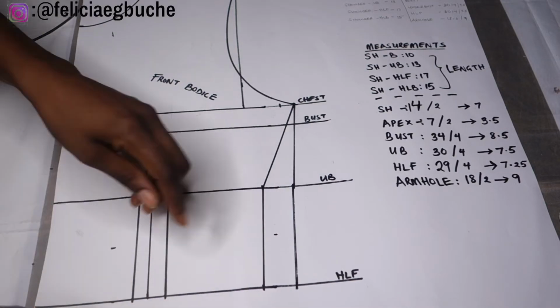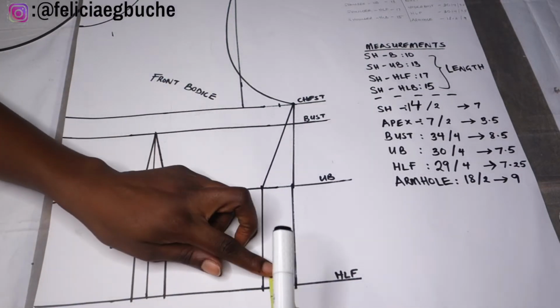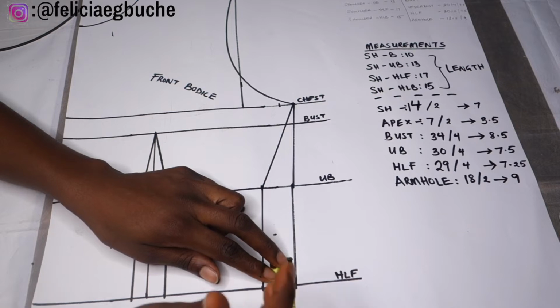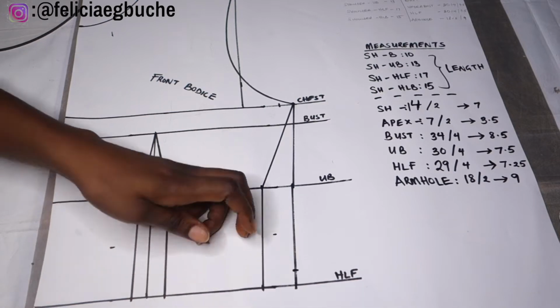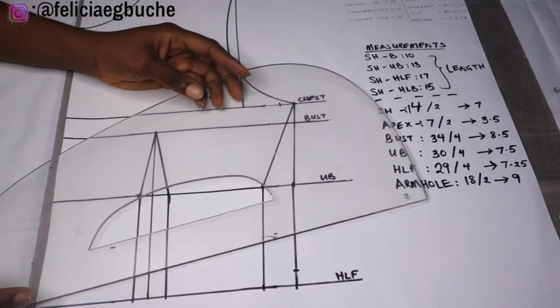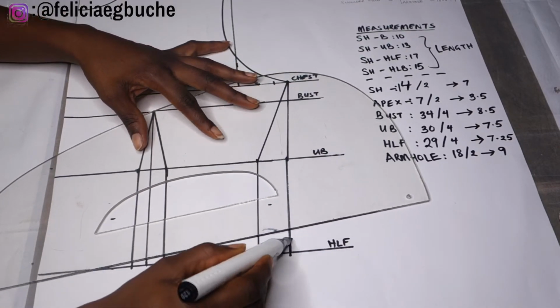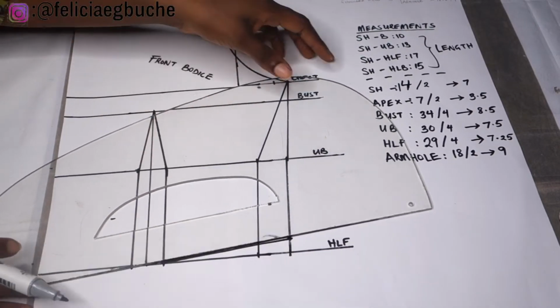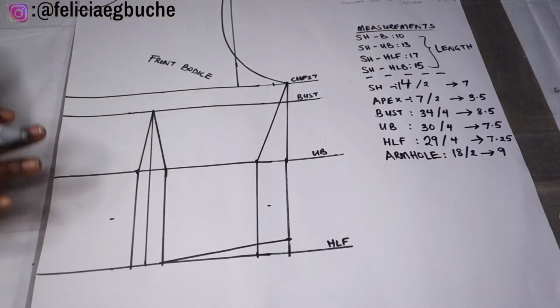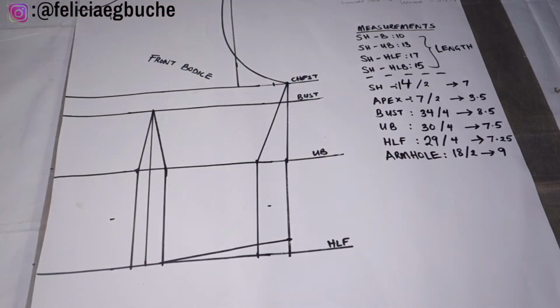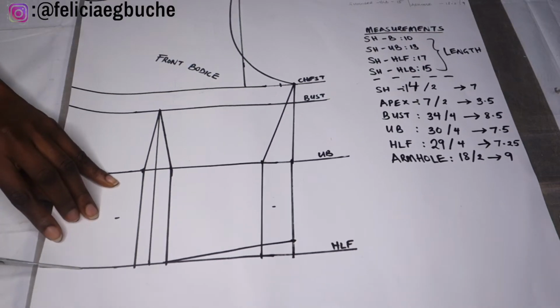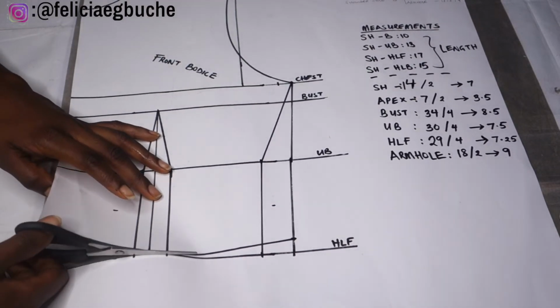The next thing to do is to mark the front waistline. On the half length front line, I'm going to be coming up ½ inch on the side of my pattern, and I'm going to be connecting that ½ inch to the end of the dart. The reason I'm doing this is because the waistline isn't totally straight, so that's how the front waistline is going to be. Okay, so now I'm just going to be cutting out this pattern, and then I'm going to do one last thing.